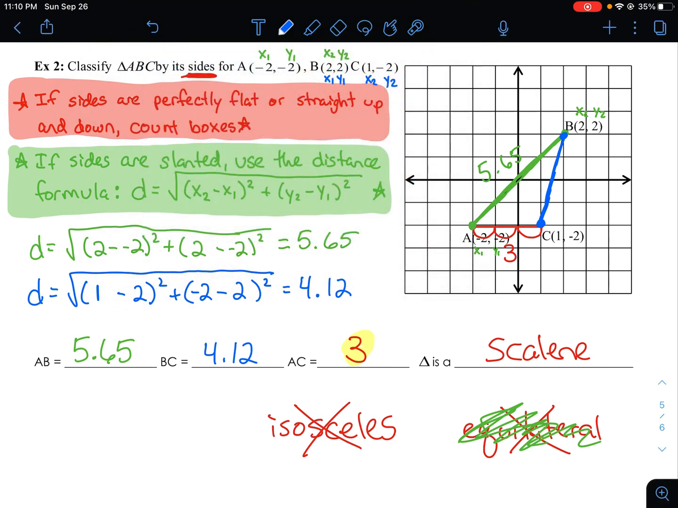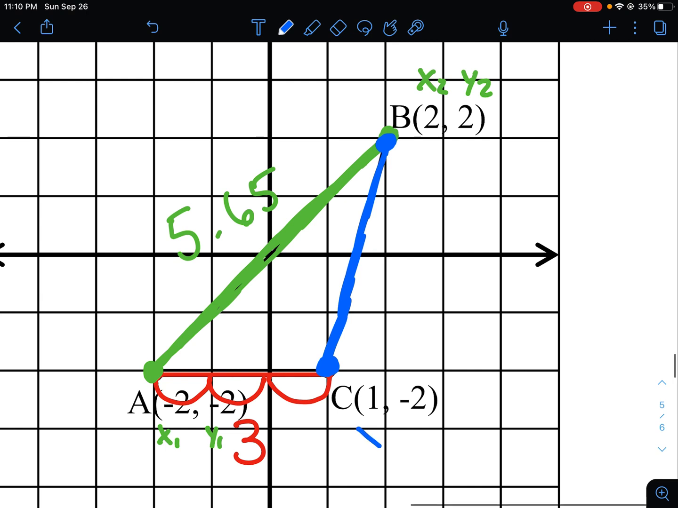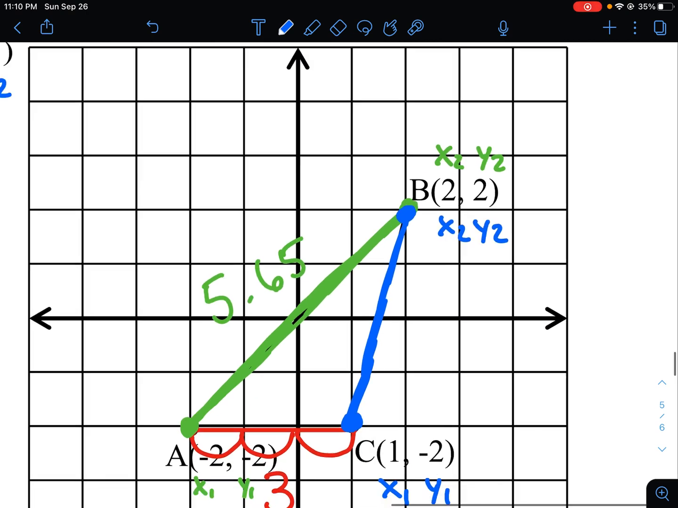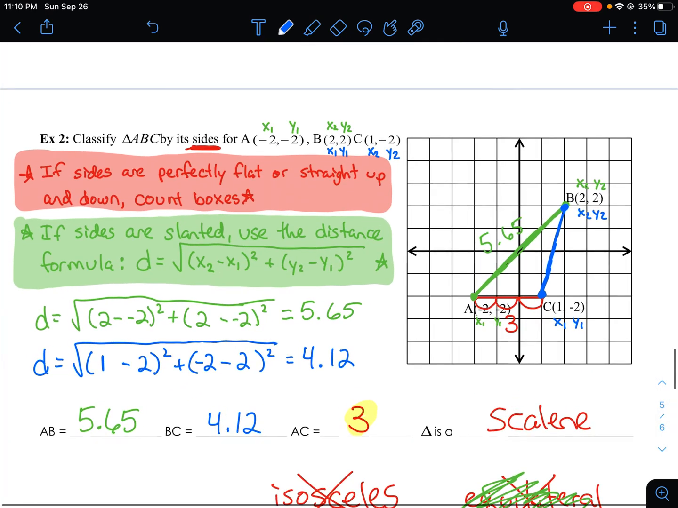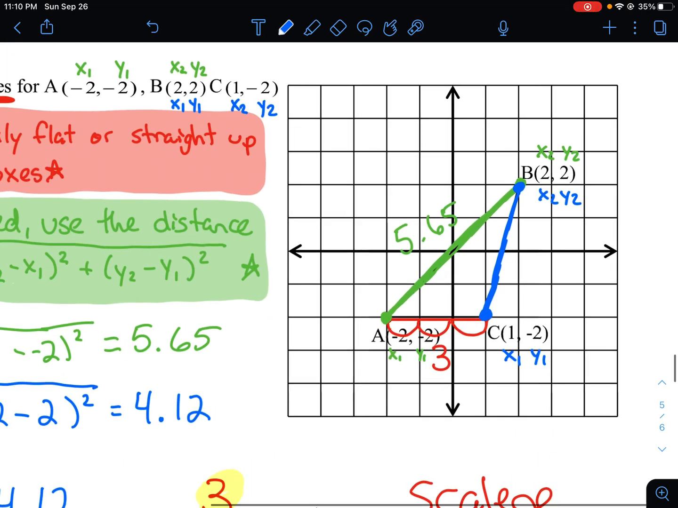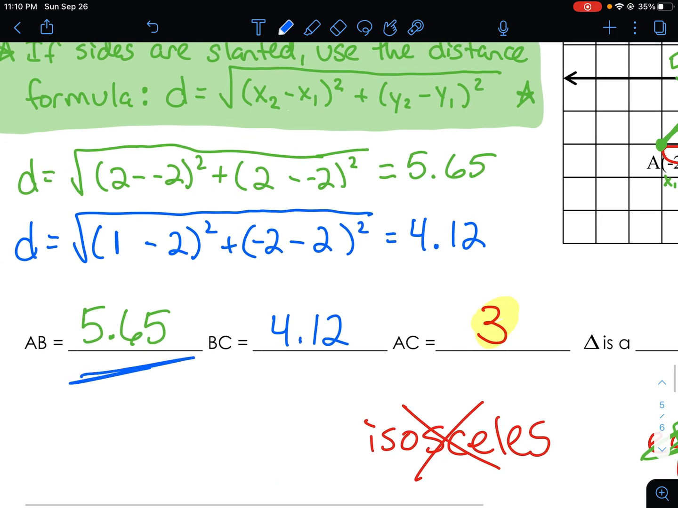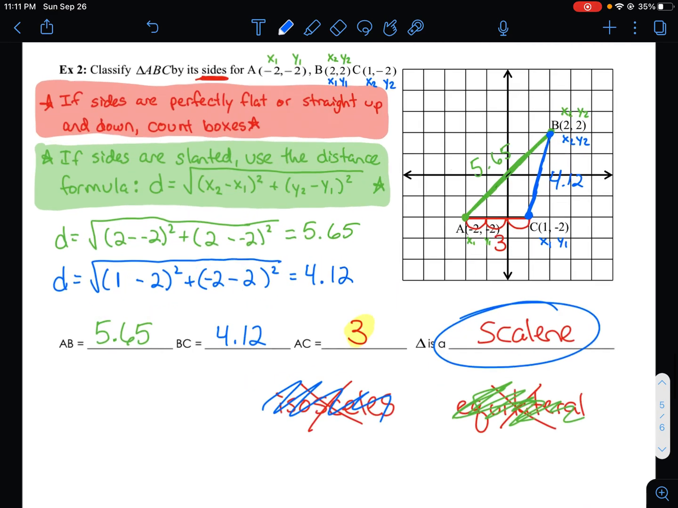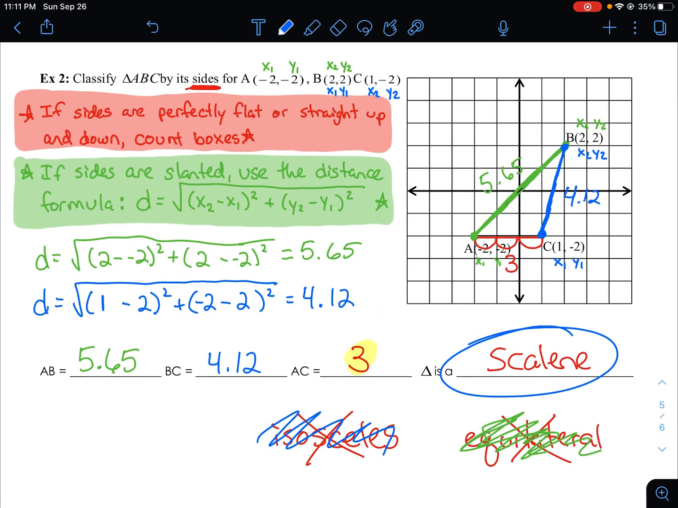So now we use the distance formula again using these points where this is now my x1, y1, and this is my x2, y2. We plug those numbers into the distance formula right here. We get that this blue side is 4.12, which is completely different than the 5.65 we found and the 3 we found, which is fine. All three sides are different. It's not isosceles. This is a scalene triangle.